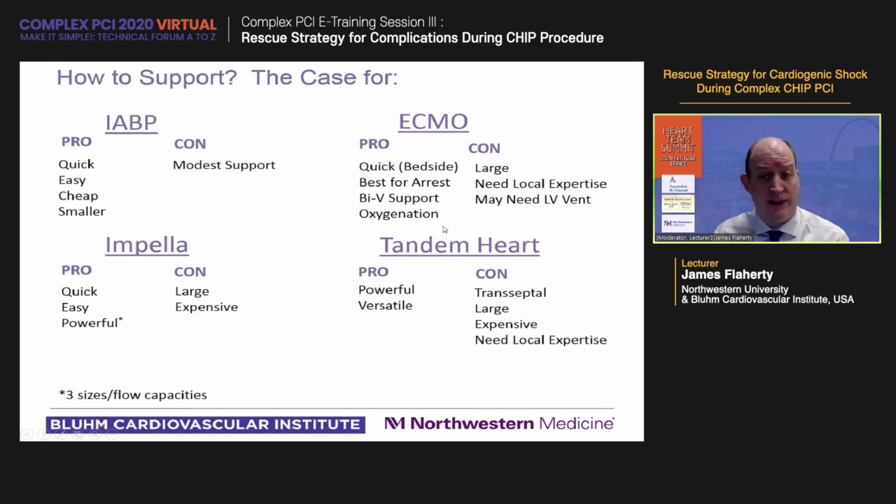ECMO can be done quickly at the bedside by an experienced team. It's probably the best for cardiac arrest. It provides biventricular support and oxygenation, but it's large. You need local expertise, and you may need a left ventricular vent, like a balloon pump or an Impella, to unload the left ventricle. The TandemHeart is a great device, but it's more cumbersome, requires a transseptal, so it takes a really experienced team to be able to do this quickly.